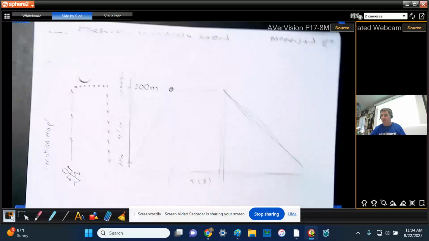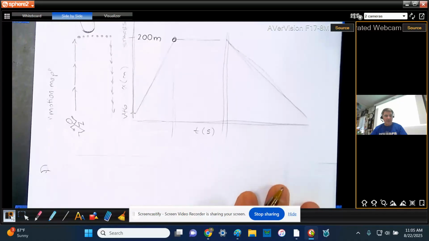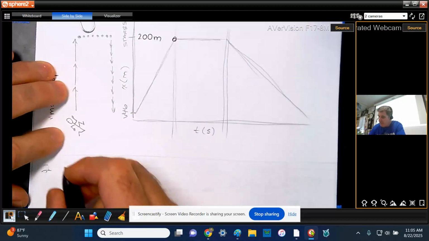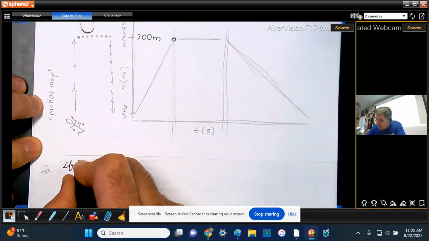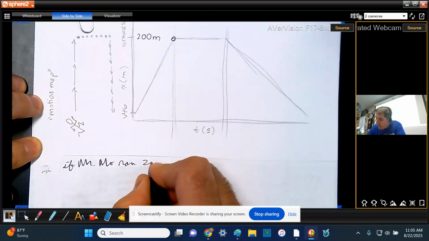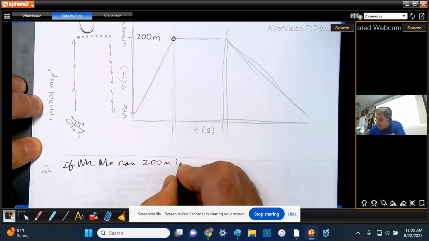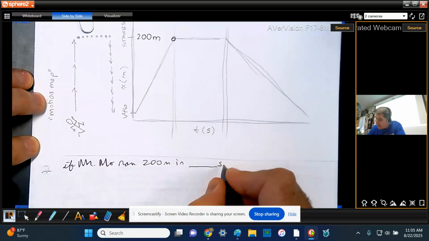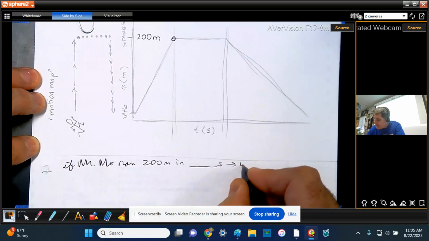Okay, let's go back to the notes. Same questions, exact same questions. So the first question we have here is, if Mr. Morrison ran 200 meters in blank seconds, what's his velocity?